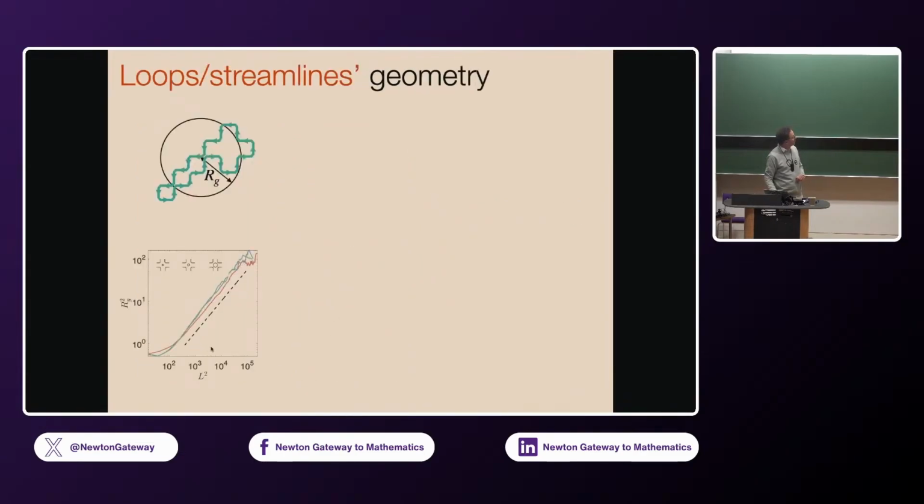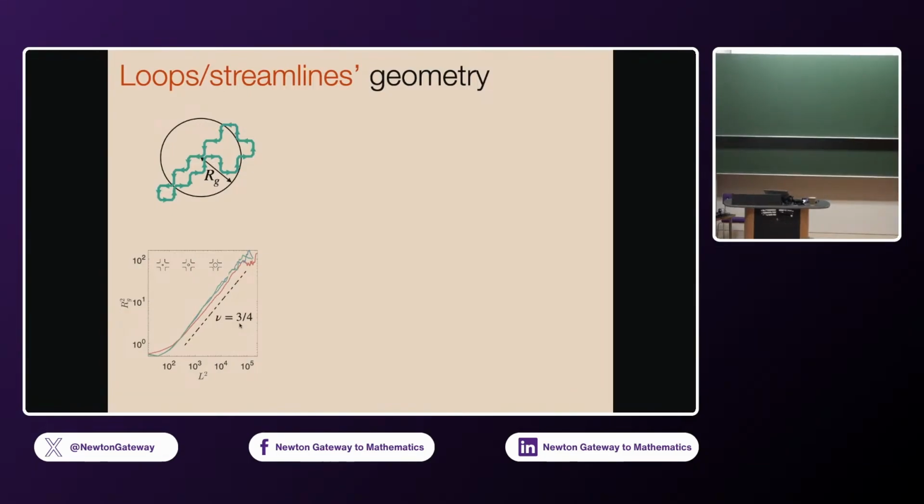So for instance, you can compute the gyration radius. First of all, you can measure the gyration radius of the Lagrangian trajectories. You find an algebraic increase with the loop size. This is the theoretical prediction. This is an exact calculation, 3/4. So this result, I should say, is deceptively simple.